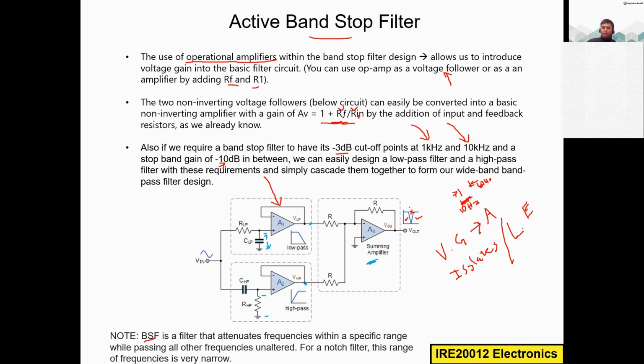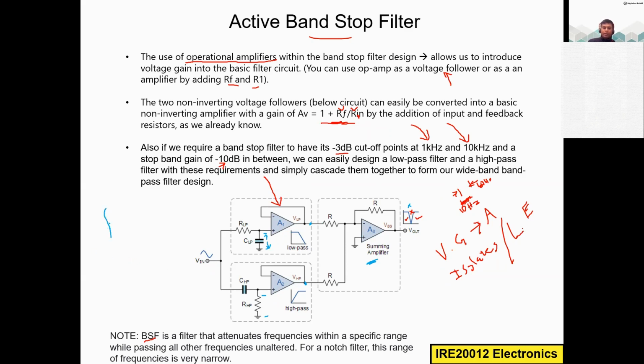It's rejecting a certain band and then passing the rest of the frequencies. So these filter designs are not very complicated. It's easy to remember, but try to remember the frequency response, how it works, and remember the formulas.